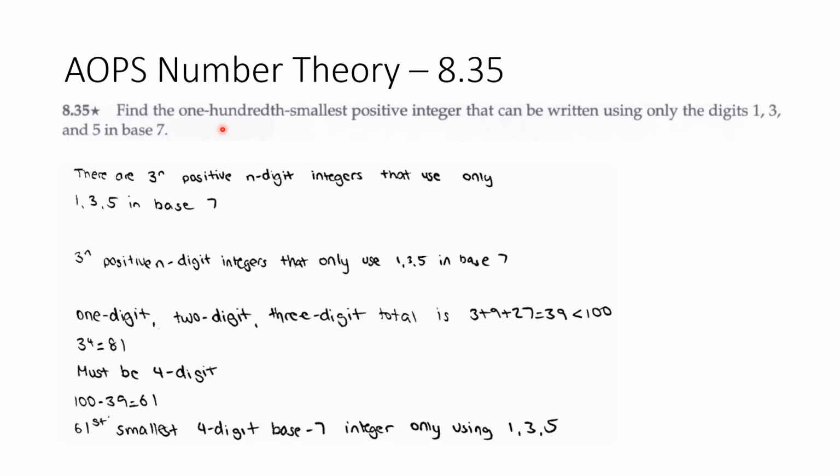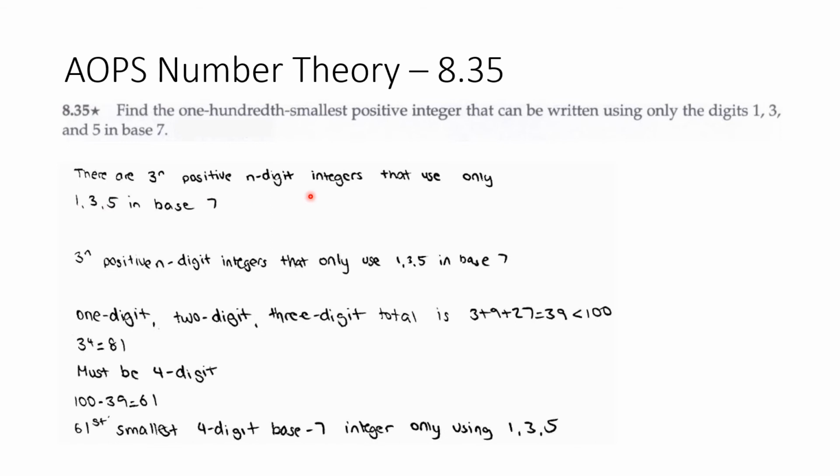AOPS number theory 8.35. Find the 100th smallest positive integer that can be written using only the digits 1, 3, and 5 in base 7. So there are 3 to the power of n positive n-digit integers that use only 1, 3, and 5 in base 7. And that's because if it's one digit, then it's 3 to the power of 1, because you can have one possibility for that digit, and there's 3 total digits.